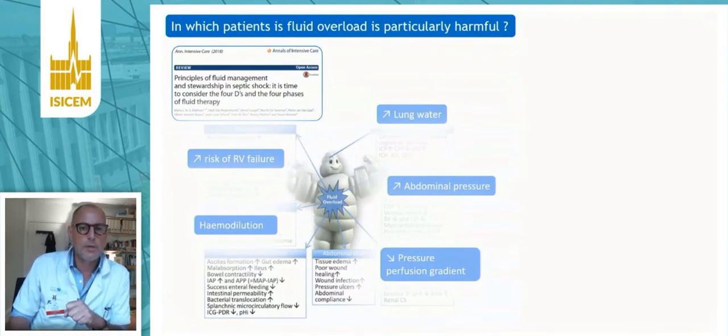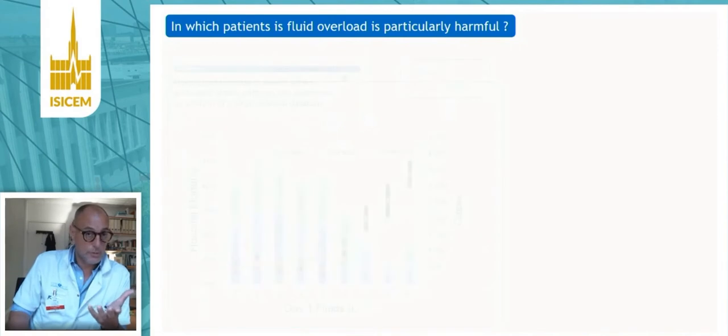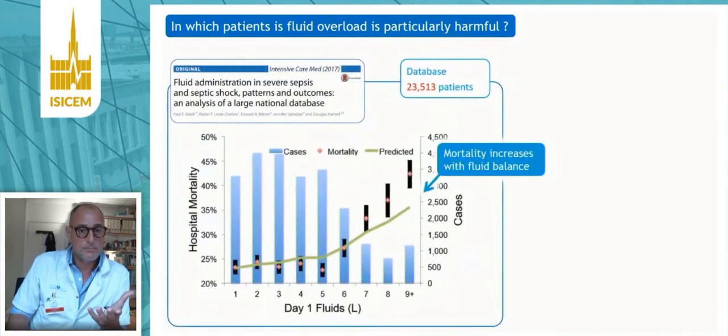The most important being the aggravation of lung edema, the increase in lung water, the decrease of organ perfusion pressure, hemodilution, and the risk of intra-abdominal hypertension. And I told you it's very clearly demonstrated. Look at this data from an American database in more than 20,000 patients. The larger the amount of fluid administered at day one, the higher the mortality.